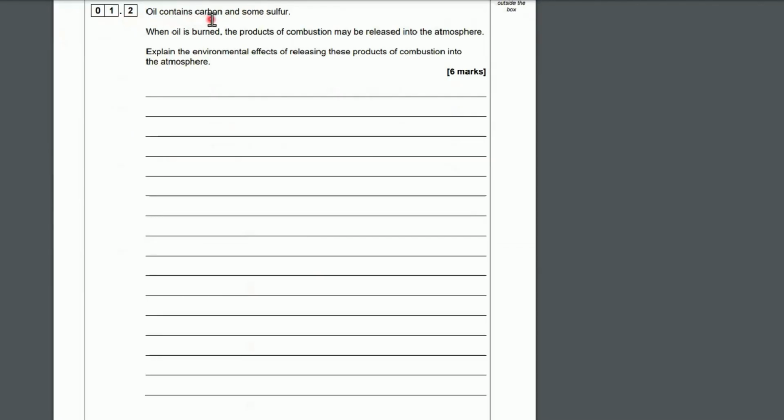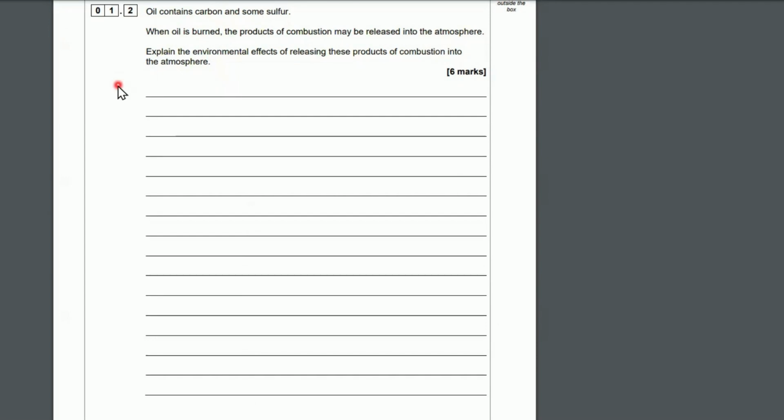1.2, oil contains carbon and some sulfur. When oil is burned, the products of combustion may be released into the atmosphere. Explain the environmental effects of releasing these products of combustion into the atmosphere. So here we've got the word explain. This means we do need to give some science in this as well. We need to actually explain how these products of the combustion damage the atmosphere and the environment. Okay, it's a 6 marker. So pause the video, grab a scrap bit of paper, have a go. All right, let's go through the answers.